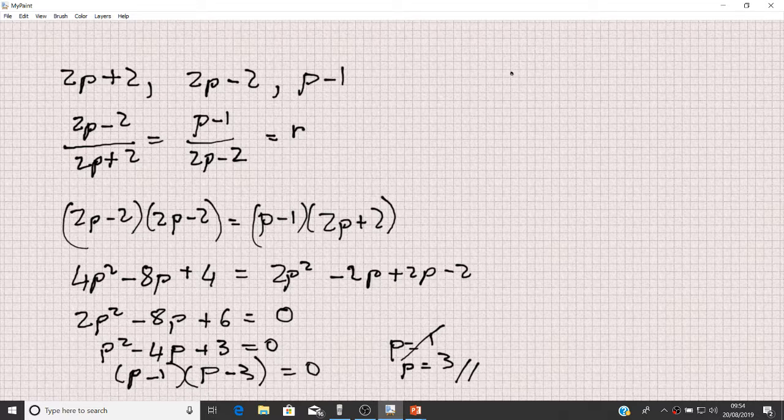So if p equals 3, I'm going to have 6 plus 2 is 8, which is u1. Then 6 minus 2 is 4, and 2. Yeah, so it does actually work out with p equals 3.